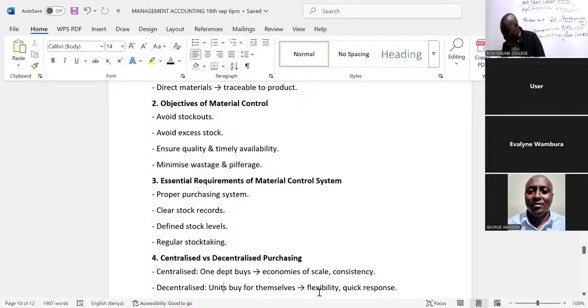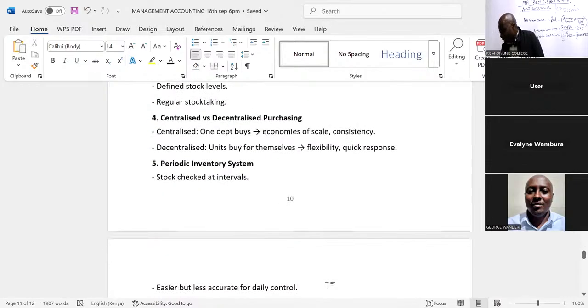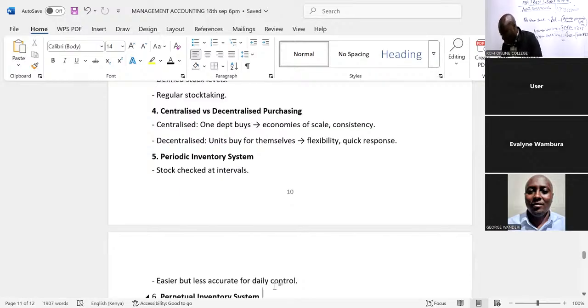Decentralized is very flexible. We want our own materials, we buy. Quick response. Periodic inventory system, like the sister told us, she's working for a company that closes shop whenever they are counting their stocks. That's called a periodic inventory system. Stock is checked at intervals. It could be monthly, it could be yearly. That's why we are calling it periodic. It is easier but less accurate for daily control, because you are waiting for so long to be able to count. In between, of course, you expect losses.